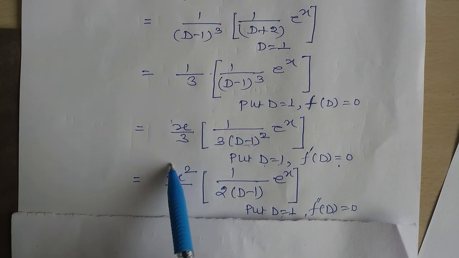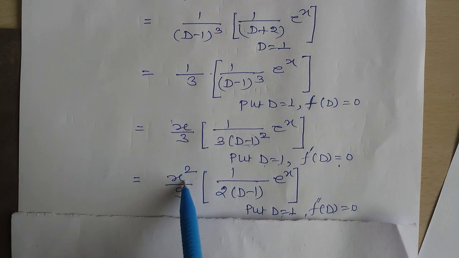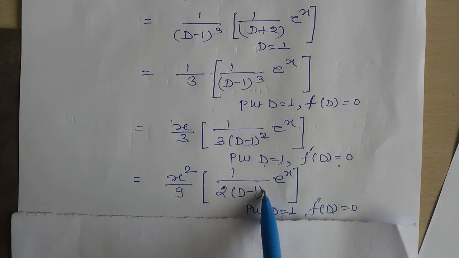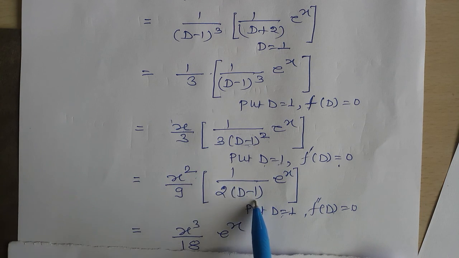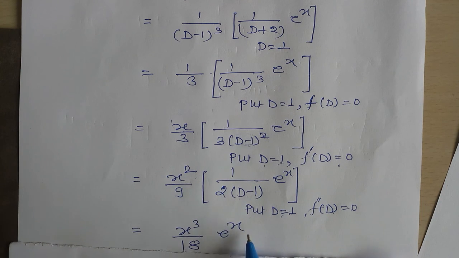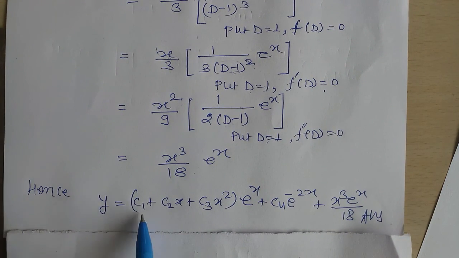So again we multiply the numerator by x and differentiate this denominator with respect to D. So we get x cube by 18, and differentiation of this with respect to D is 1. So we get x cube by 18, this differentiation is 1, into e raised to x. Now all D is eliminated. So this is our PI. Hence the complete solution is y equal to CF plus PI.